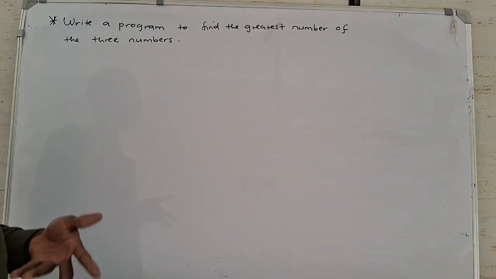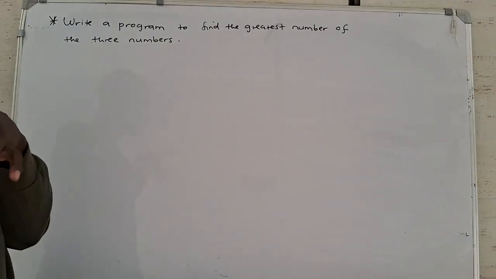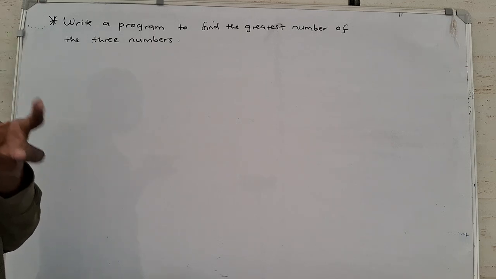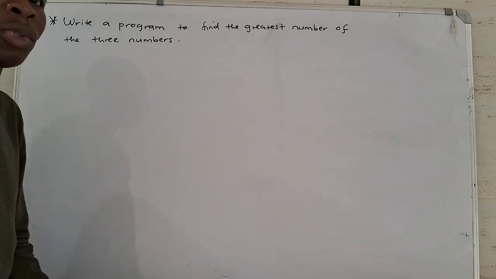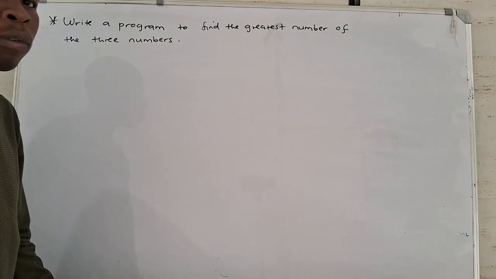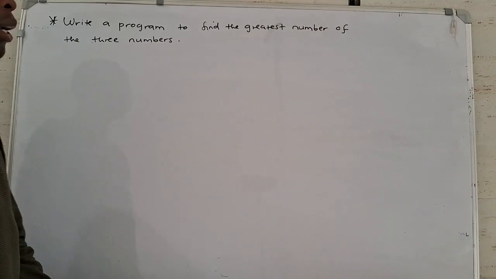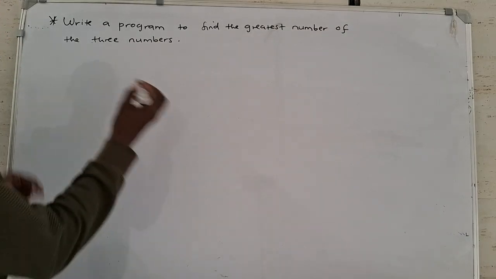So we are going to make use of the what? Of the branching statements again. You see the importance of the branching statements. That's why I said you should be clear with the flow of control statements. Okay, so I'm going to write the program.